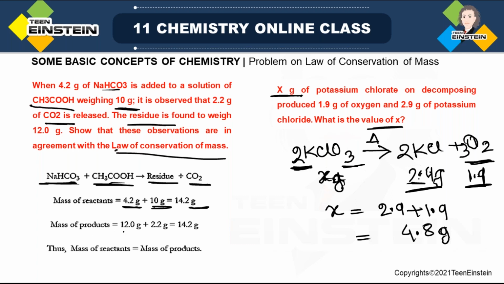Now mass of products, the residue is having mass 12, carbon dioxide is having mass 2.2, that is already mentioned in the question. So just added this and you are getting same value. So it proves mass of reactants is equal to mass of products. In this way we can say these observations, they are in agreement with the law of conservation of mass.